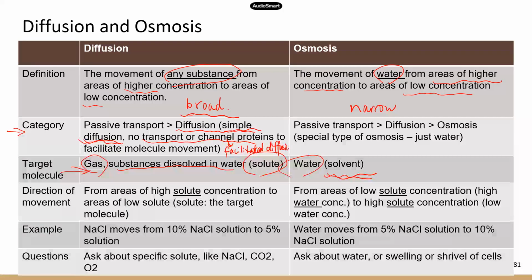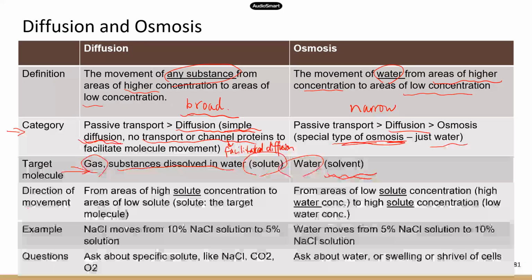Again, I have not seen any questions on facilitated diffusion on TEAS. So I think you can probably skip facilitated diffusion and just focus on simple diffusion. Now for osmosis, it's actually a specific type of simple diffusion, right? Because the movement is simple diffusion, but we're only looking at water. So osmosis is a very special type of diffusion.